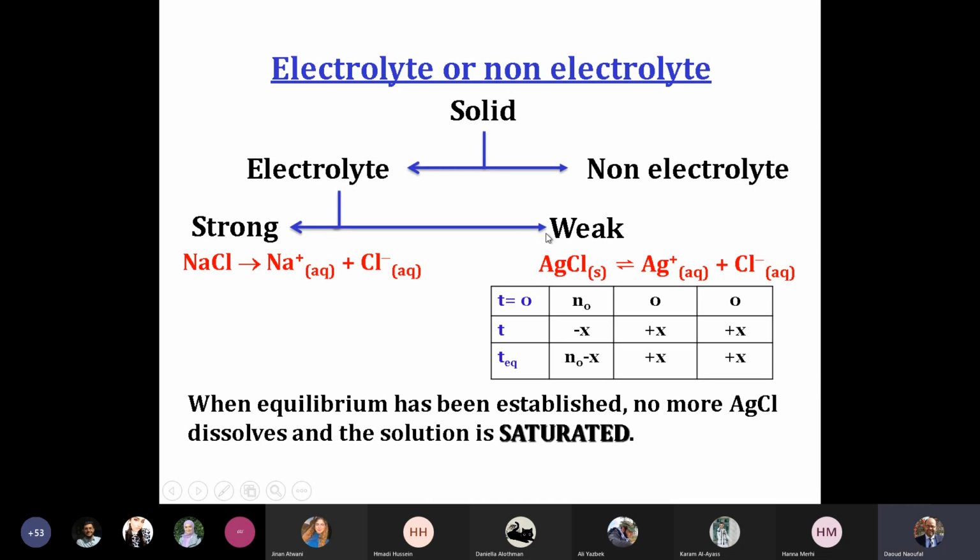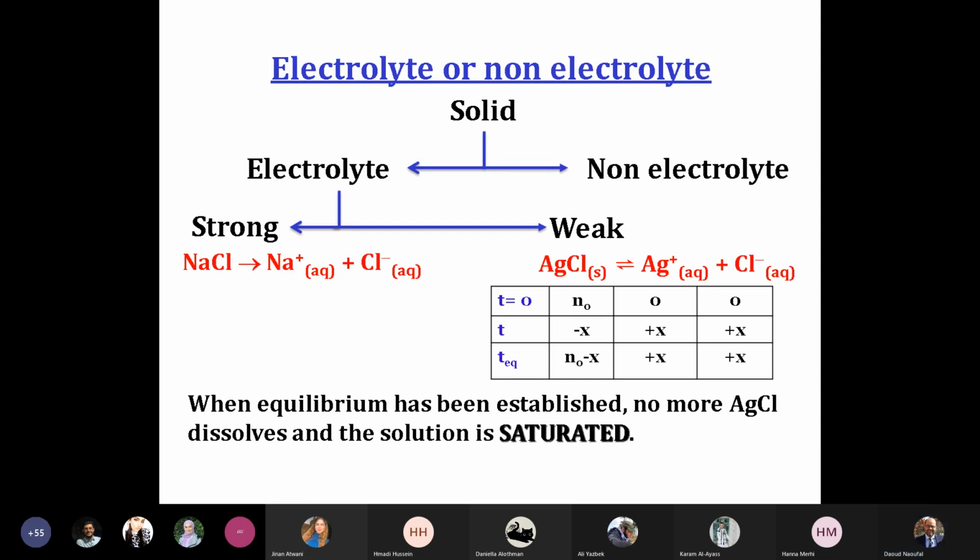In the case of the weak electrolyte, for example, AgCl, when dissolved in water, it will dissociate partially to Ag plus and Cl minus. So the question now, what is the amount of AgCl that has been dissociated to ions Ag plus and Cl minus? Or we can ask the question another way, what is the percent of AgCl that remains precipitated? So in the case of the weak electrolyte, we can ask, what is the dissolution of AgCl to ions, or in other words, what is the solubility of AgCl? So this is the objective of this chapter.